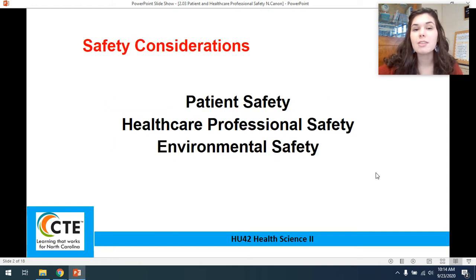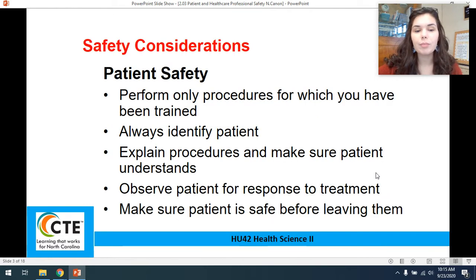So when we're talking about safety considerations, we have to look at how we're going to keep the patient safe, how we're going to keep our healthcare professionals safe, including ourselves, and also just environmental safety and paying attention to our surroundings. When we look at patient safety, we need to make sure that we are always performing only the procedures for which we have been trained. Sometimes it could be easy to say, oh, well, I know how to do that, so I'm just going to do it. But if you haven't been formally trained to do that and it's not a part of your job description, you should avoid doing whatever that is.